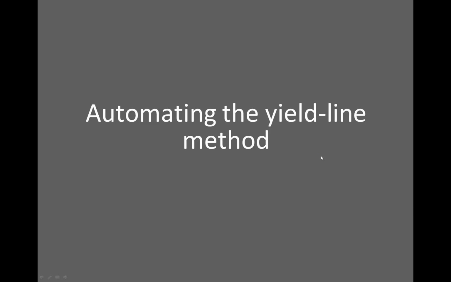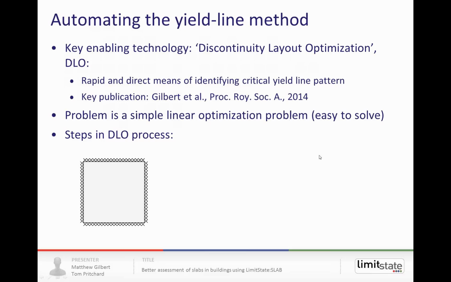Okay, so I mentioned early on that we'd automated the yield line method. So how did we do that? Well, we actually used something called discontinuity layout optimization, or DLO for short. It's a very quick and direct means of identifying the critical yield line pattern. We published details of this method in a prestigious journal a couple of years ago, the Proceedings of the Royal Society. And to explain it, I've got a few diagrams which I'll show at the bottom of the screen.